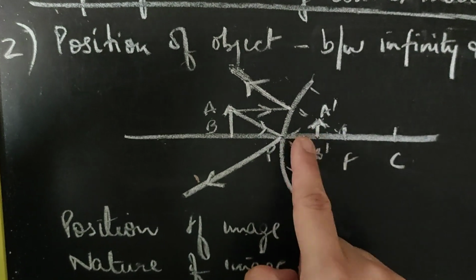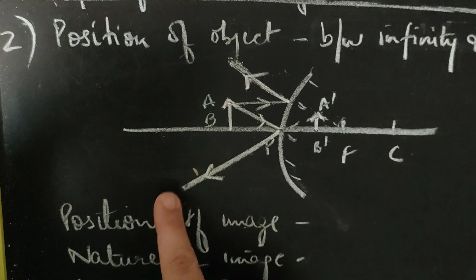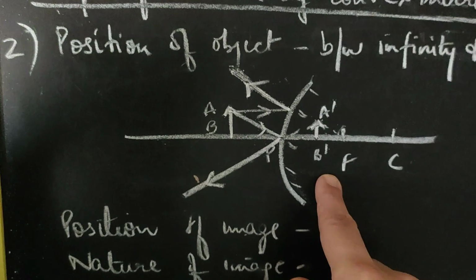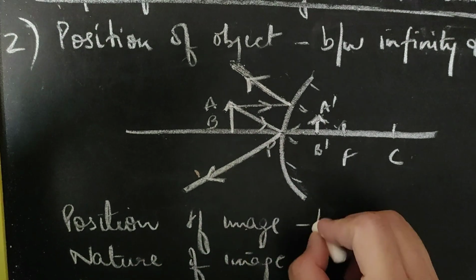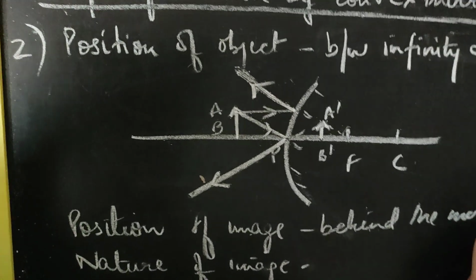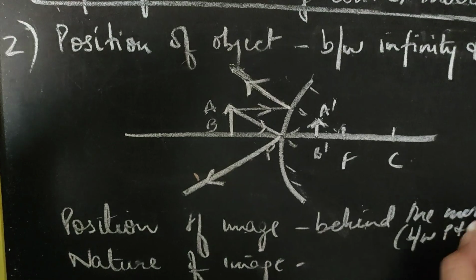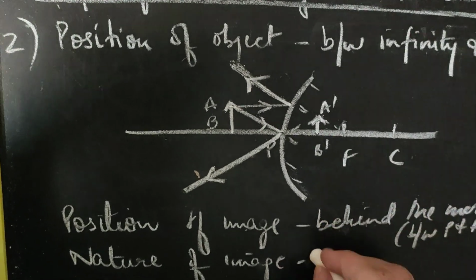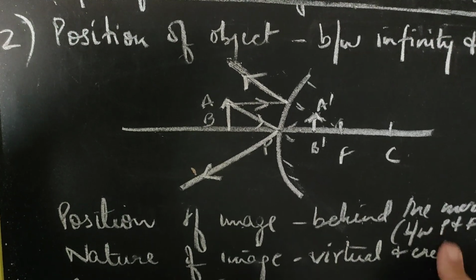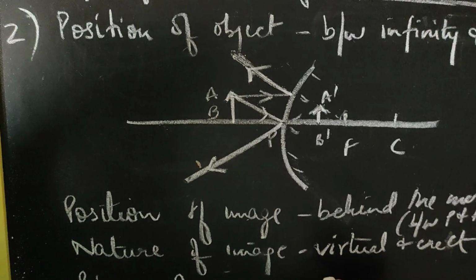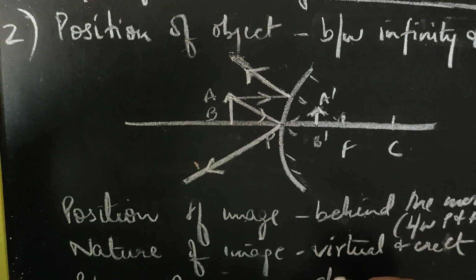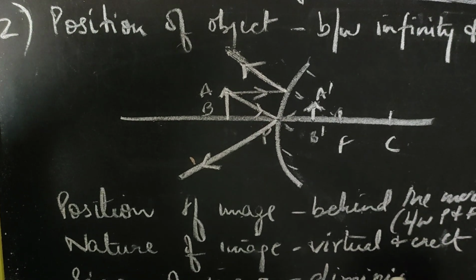Look, the light rays are not actually intersecting. Reflected light rays are diverging. We have produced back and seen they are meeting somewhere between pole and focus behind the mirror. So you will write position of the image is behind the mirror. You can specify if you want to that it is between pole and focus. The nature of the image, as mentioned, is virtual, and virtual images are always erect. And size of the image is diminished. As compared to the object, the image will always be smaller than the object. So size of the image you can write diminished.